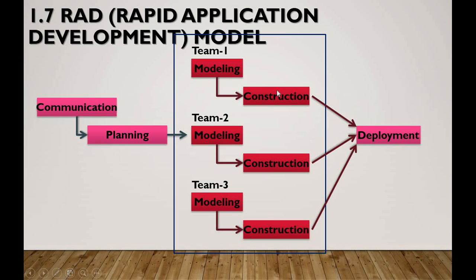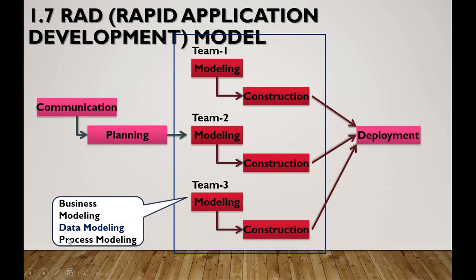So here you can see that after the planning phase, work is done simultaneously. If we work together in several teams, then our development process will be faster. Okay, so that is the name of this model, rapid application development. This will be a rapid form.